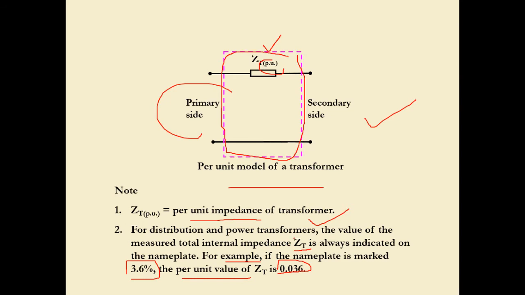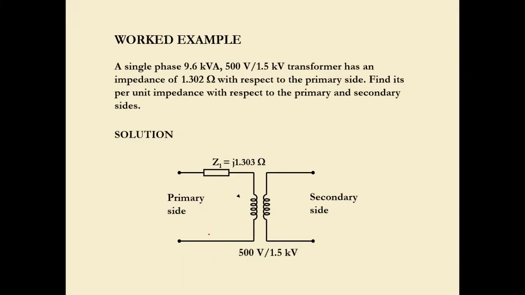So it's very simple for the transformer impedance calculation in terms of per unit value. Work example: a single phase 3.6 kVA. This is the value of apparent power. So S, 500 volt, 1.5 kV. Notably, this represents a step-up transformer, stepping up by 3 times. This is what you can immediately understand from the information given.